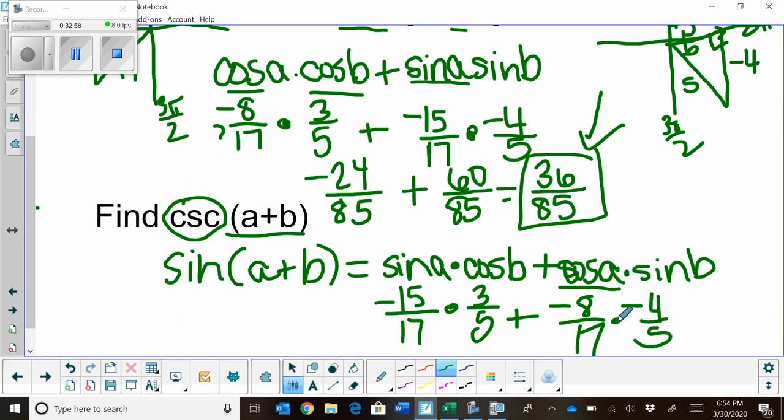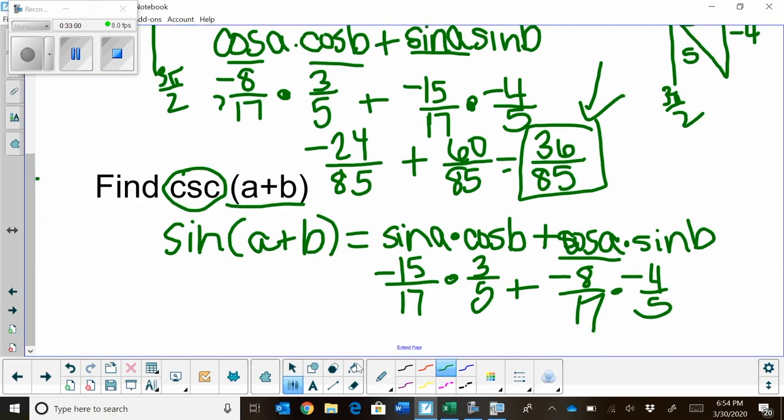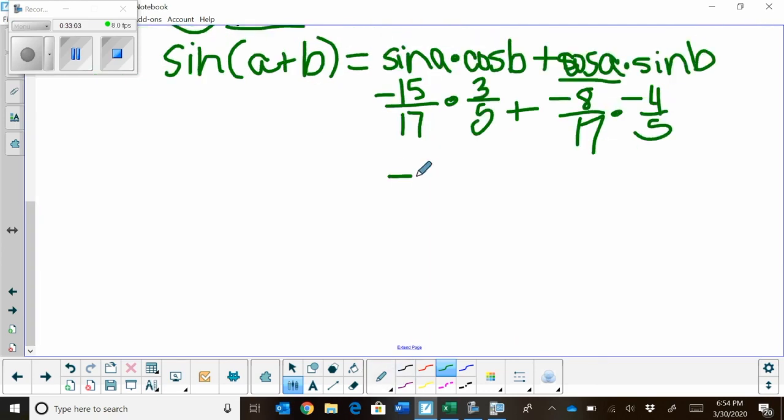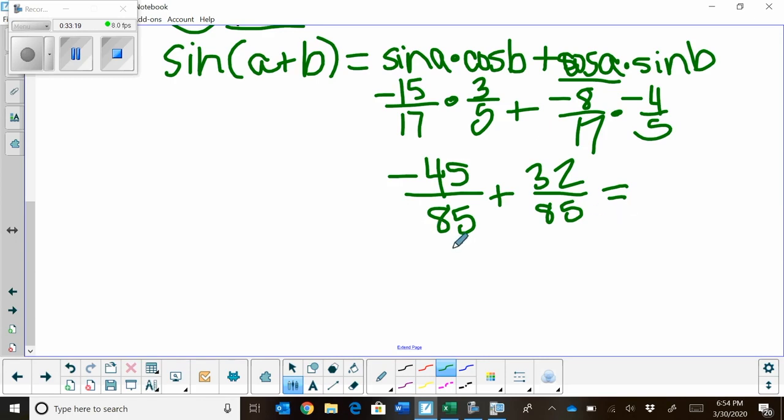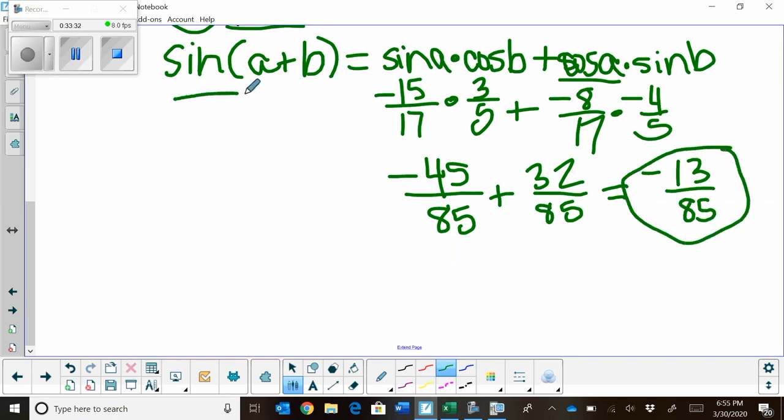Now, let's just simplify those. And that's going to give me -45/85 plus two negatives make a positive, so 32/85. Same denominator, so that makes it nice. What's our difference? It's 13, so -13/85. And that right here is my sine of A plus B.